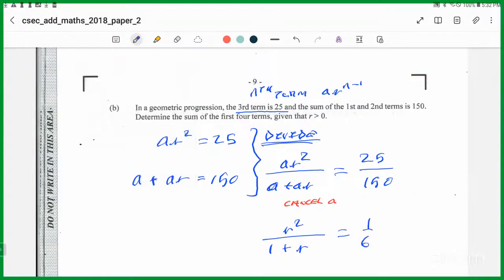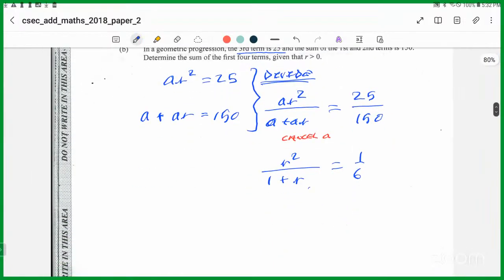And then we're solving this now. We cross multiply: we're going to get 6R squared equals 1 plus R. Take this and multiply it over here by the 1, and take this and multiply it up here by the R squared, so it becomes 6R squared. Bring this over to this side now: 6R squared minus R minus 1 equals 0.